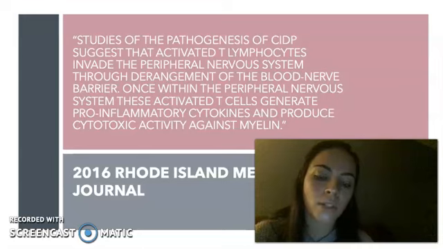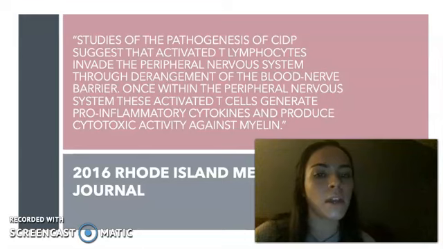In a 2016 article in the Rhode Island Medical Journal, doctors wrote that studies of the pathogenesis of CIDP suggest that activated T lymphocytes invade the peripheral nervous system through derangement of the blood-nerve barrier. Once within the peripheral nervous system, these activated T cells generate pro-inflammatory cytokines and produce cytotoxic activity against the myelin.